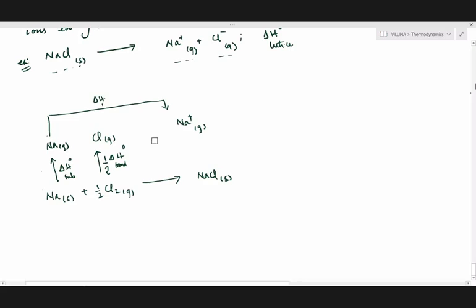I'll write the IE value only. So IE value, ionization enthalpy, will also be in kilojoules per mole. In the same way, when I am adding one more electron to chlorine, it will be converted into Cl minus, a gaseous ion. Now, this is obtained by the addition of an electron. So in this process, electron gain enthalpy is involved.